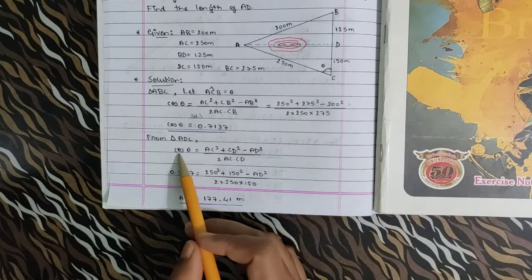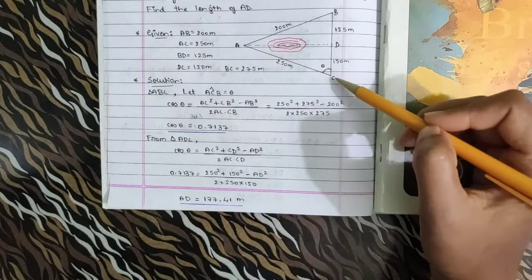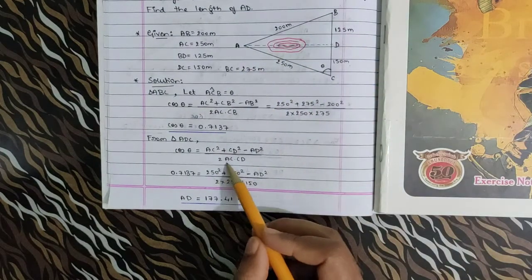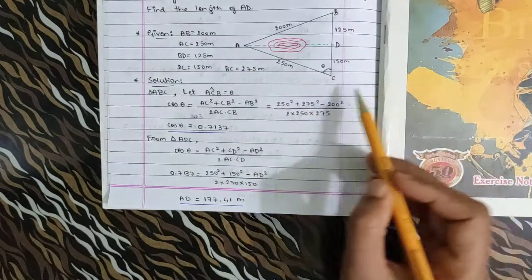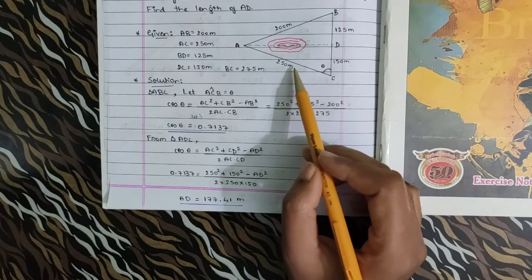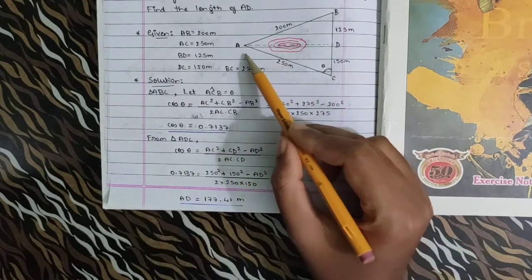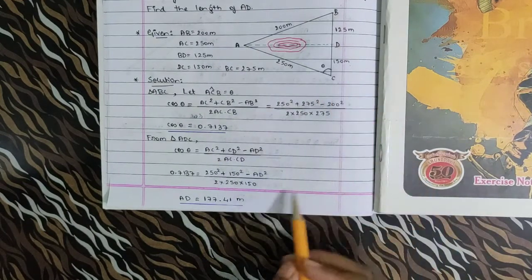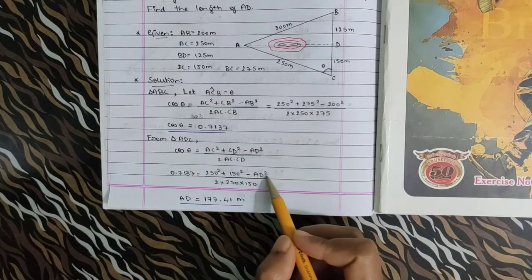Here you can write cos theta is equal to AC square plus CD square minus AD square, whole divided by 2 AC and CD. Now you know this angle, isn't it? Cos theta, you know what is cos theta. Then you know AC and CD, and the only unknown is AD over here. So you will write down all the knowns, and the only unknown is AD, which you have to find out.